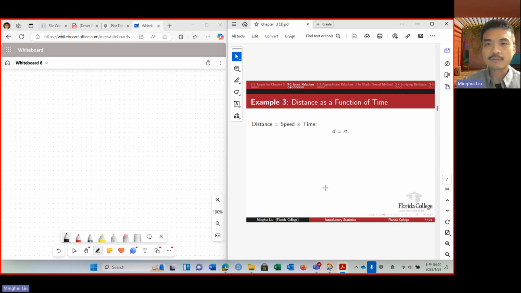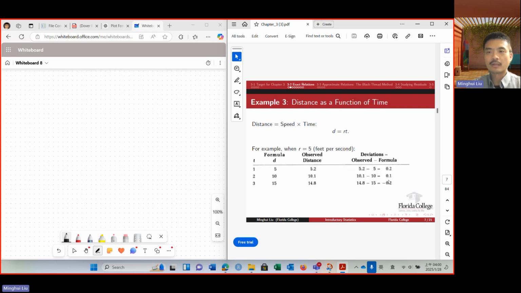All right, let's look at this example from physics. Theoretically speaking, we have distance equals speed times time. Whenever you know the speed and the time, you can calculate the distance. However, in real life, if you actually measure the time and the distance, you will see something. For example, when r equals 5 and time is equal to 1, the distance should be 5 times 1, which is 5. However, when you actually do an experiment, you might observe something like 5.2.